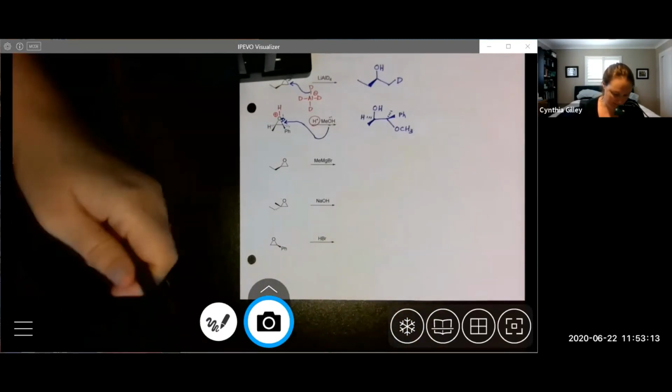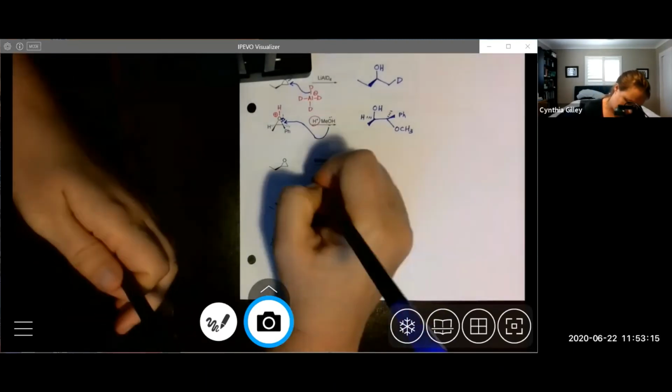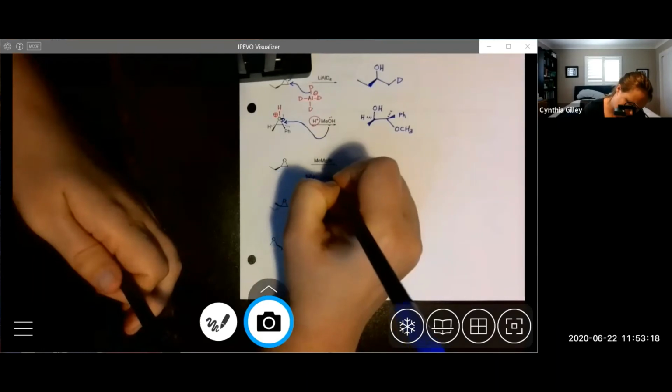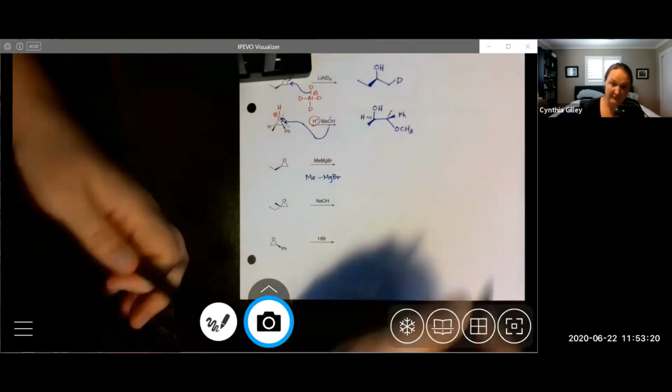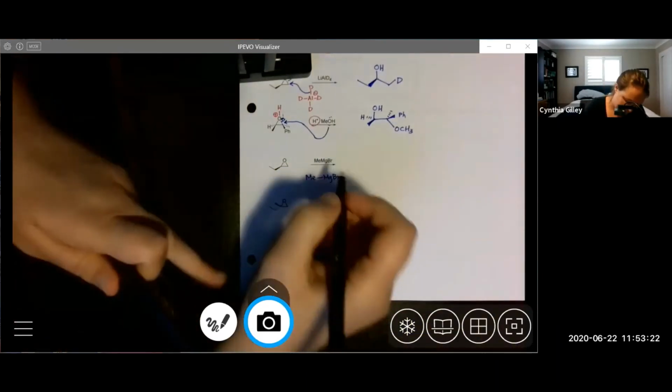Okay, so next one, we have a Grignard reagent. A Grignard reagent is the strong nucleophile category, no acid. It's going to attack the less substituted carbon.